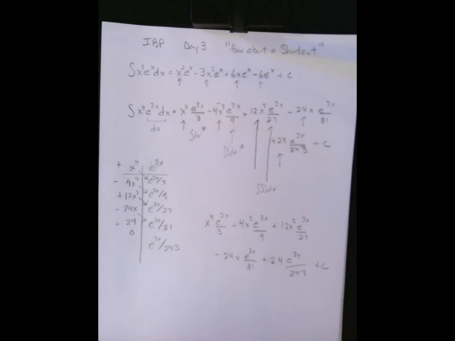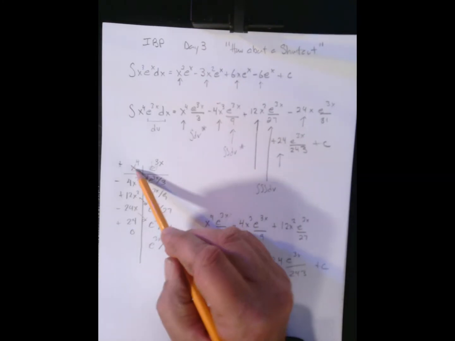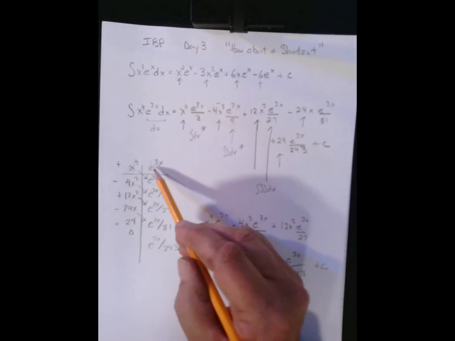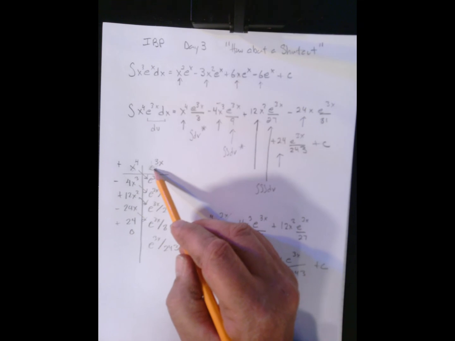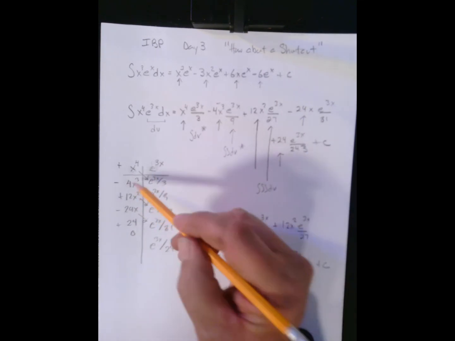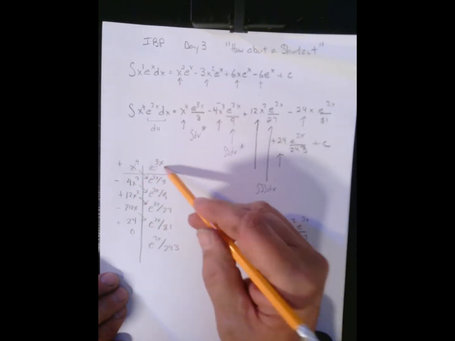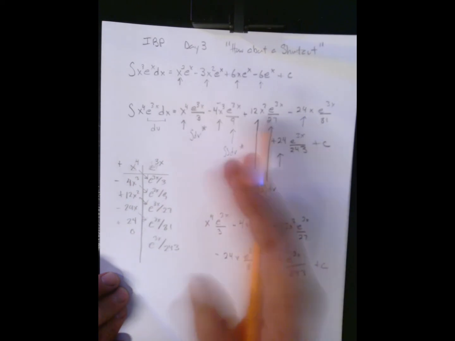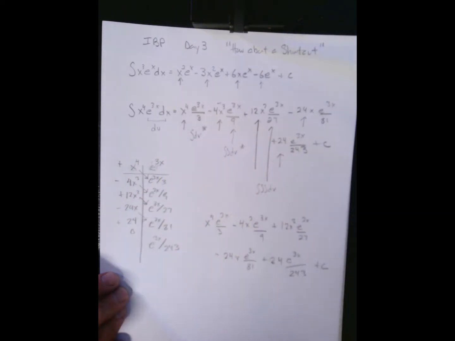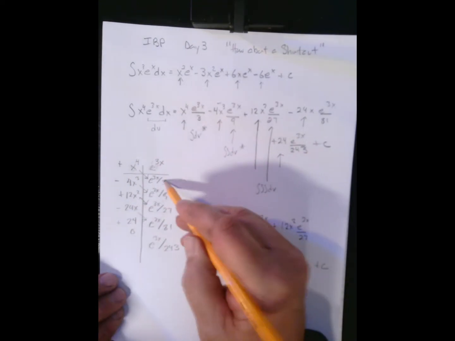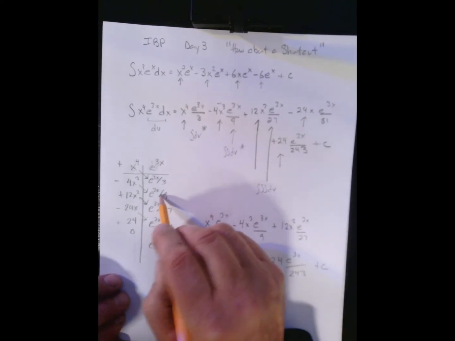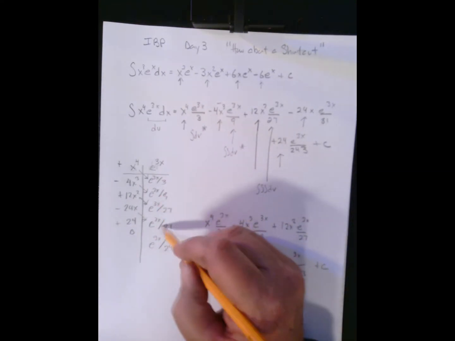Okay, so the method is: put a choice for u at the top of one column, your choice for dv at the top of the other column, calculate successive derivatives in the column under u, and calculate successive integrals with zero constants. I'm not adding c here and generating this family of polynomials tacked on here. I'm just taking that particular antiderivative with zero constant each time.